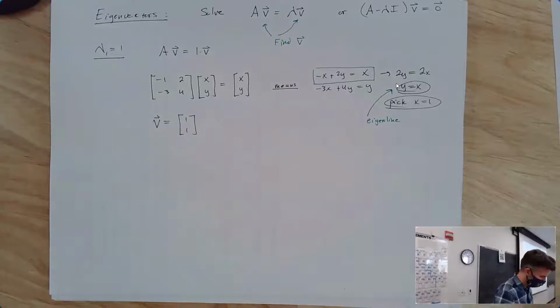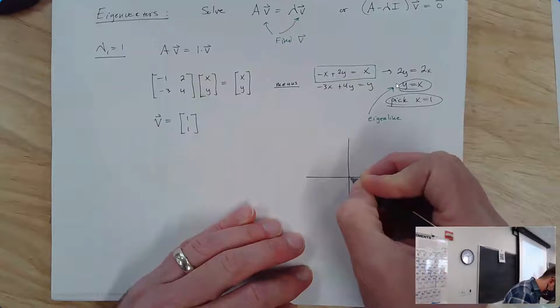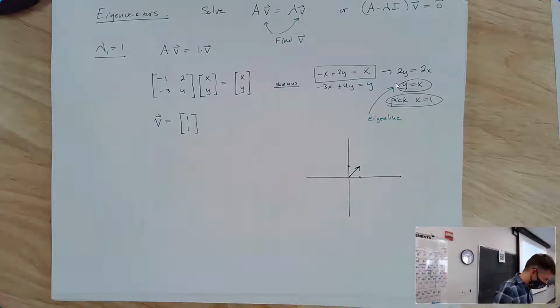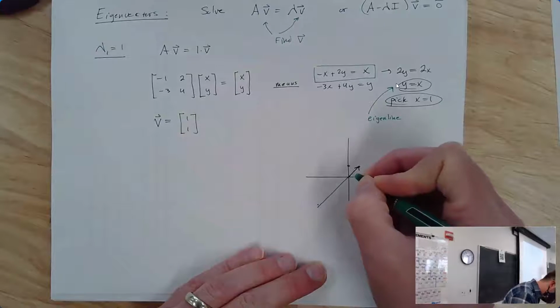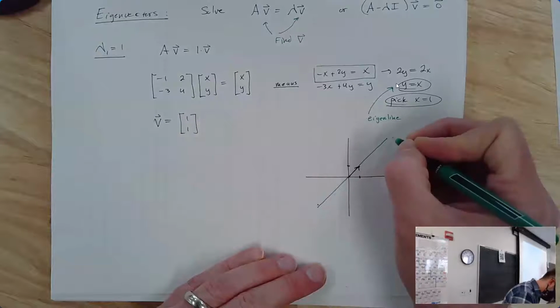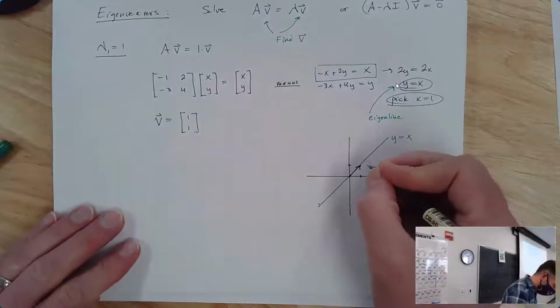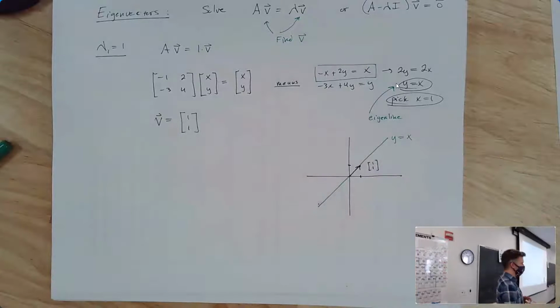In fact, why don't I just draw it? There's the vector 1, 1. And here's the eigenline y equals x. And hopefully you can see that, right? If we stopped at any point on that line, it would also be an eigenvector. So 2, 2, 3, 3, -2, -2, etc.